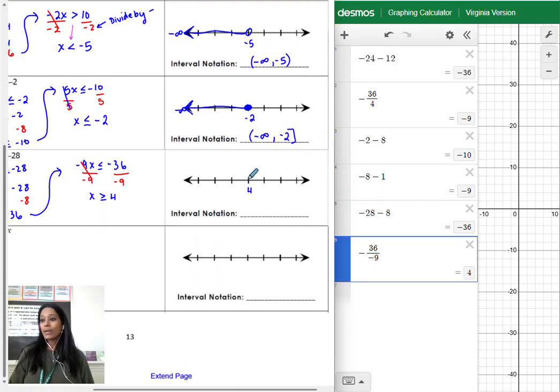All right, so x is greater than or equal to 4, not negative 4, positive 4. So I'm going to do a closed circle here, and then it's greater than, so it's going off to the right. It's going off to positive infinity. So when I'm writing it in interval notation, I pick the two numbers that it's in between, 4 and positive infinity. 4 is included, so I'm going to put a closed bracket, and infinity is always open.